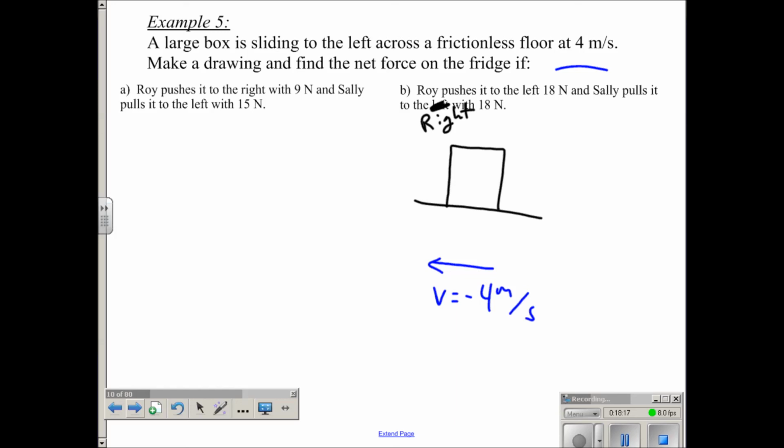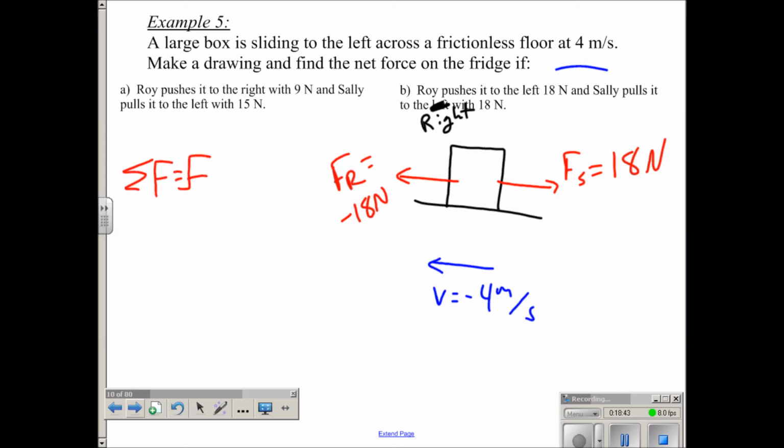All right, so in this example, we've got Roy pushing it to the left. Force of Roy is -18 newtons because he's pushing to the left. And then Sally's pulling it to the right. So now force of Sally is +18 newtons. What are those two forces going to do to each other? They completely cancel each other out, don't they? Right? So the idea is our net force is force of Roy plus force of Sally. So you get -18 newtons plus 18 newtons, and you get a net force of 0. This is exactly the same as if nobody was pushing the box at all.